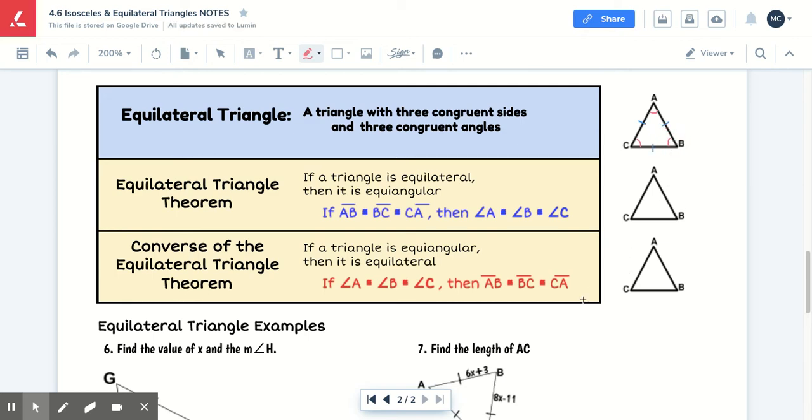Okay, so the equilateral triangle theorem says if a triangle is equilateral, then it is equiangular. So that means if all 3 of the sides are congruent to one another, then all 3 of the angles are also congruent to one another. And the converse of that, if a triangle is equiangular, then it is also equilateral. So if you know that all 3 angles are congruent, then you would know that all 3 sides are also congruent.